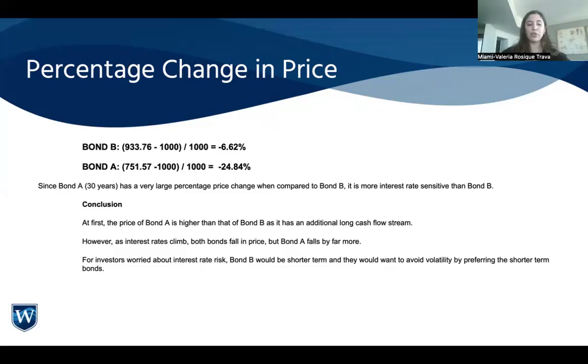Since bond A, the one of 30 years, experiences a much larger percentage price change, it is more interest rate sensitive than bond B. So the conclusion here is that bond A trades at a higher price initially due to its longer cash flow stream. When interest rates rise, both bonds decline in price, but bond A experiences a much larger price drop. So investors concerned about interest rate risk should prefer shorter term bonds like bond B to minimize volatility.